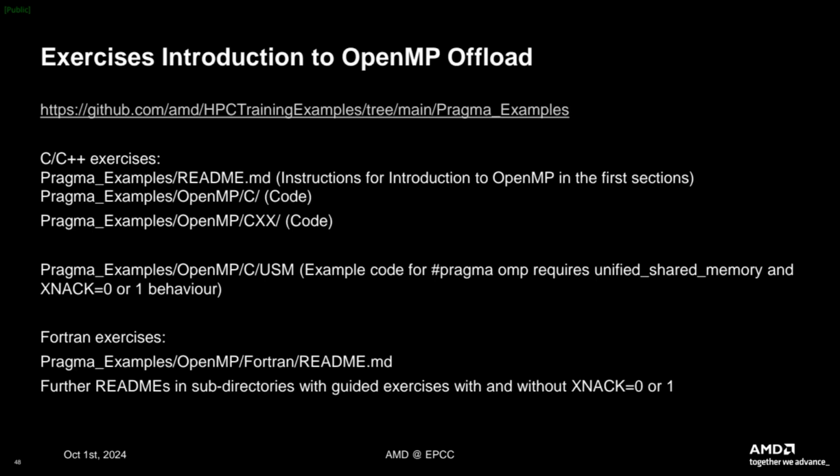So now you can try everything yourself by checking out the exercises. I hope most of you already got access to AAC. And to start with the Fortran examples, you can go to the Pragma examples folder. There's a README with instructions. In the first section, there's the introduction to OpenMP. There are the C instructions and the C code you can find in the respective folders. For Fortran, we have separate READMEs, but this is also mentioned at the top of the first README.